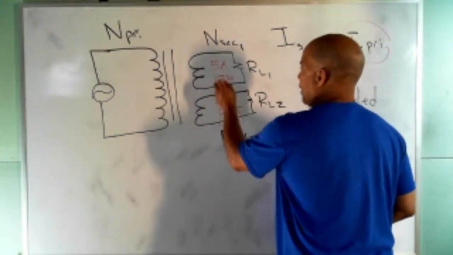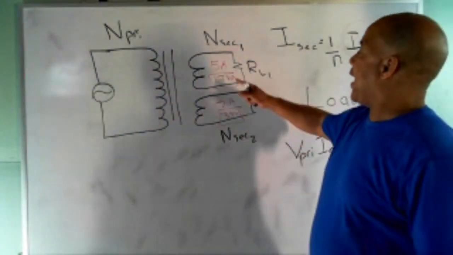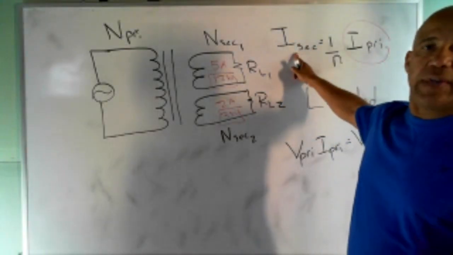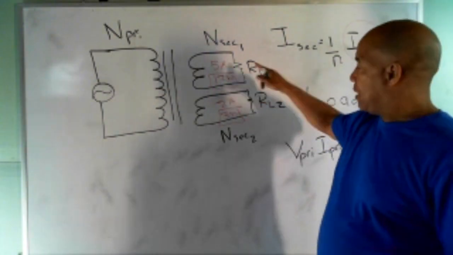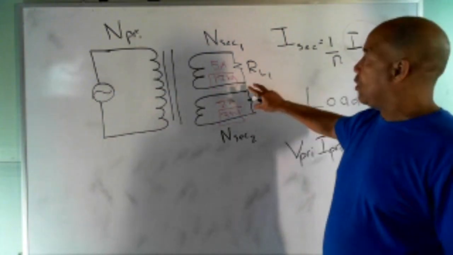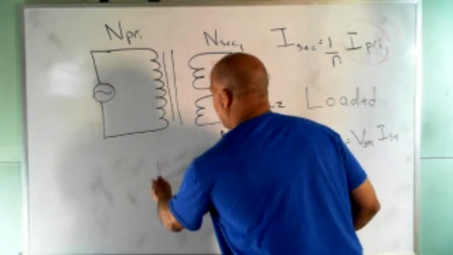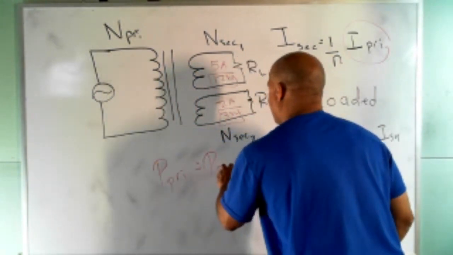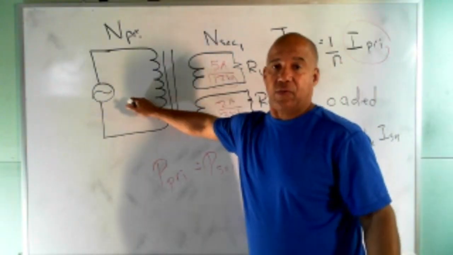You got this power and this power. You cannot add 5 amps and 2 amps and say the secondary voltage is 7. You can't do that. You can say, I got 12 watts here, I got 3 watts here, my total secondary wattage is 15, and since I know that P pri is the same as P sec, if I got 15 watts over here, I got 15 watts over here.